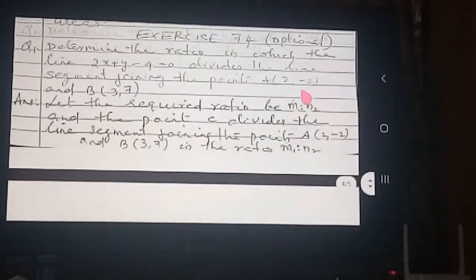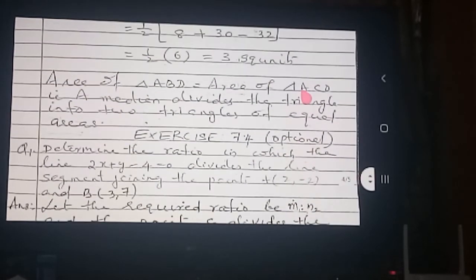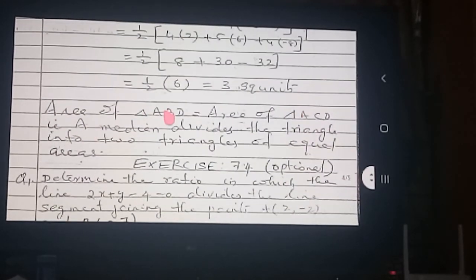Therefore, what is the conclusion we have written? Therefore, area of triangle ABD is equal to area of triangle ACD, that is, the median divides the triangle into two other triangles of equal areas. Is it clear? Okay, so this chapter is over. Now optional questions are there, hot questions.